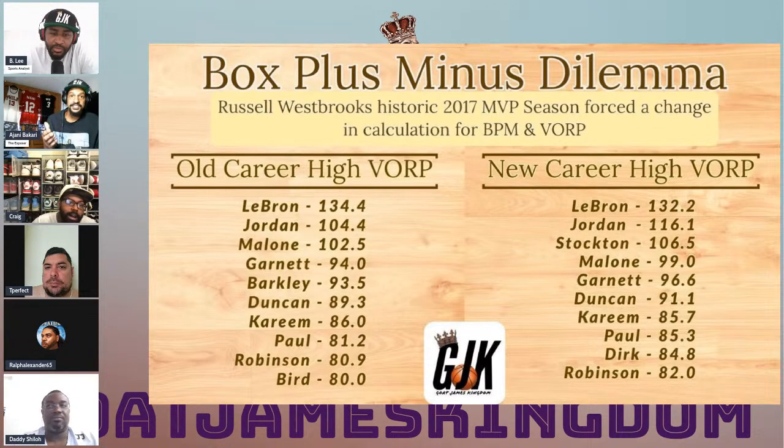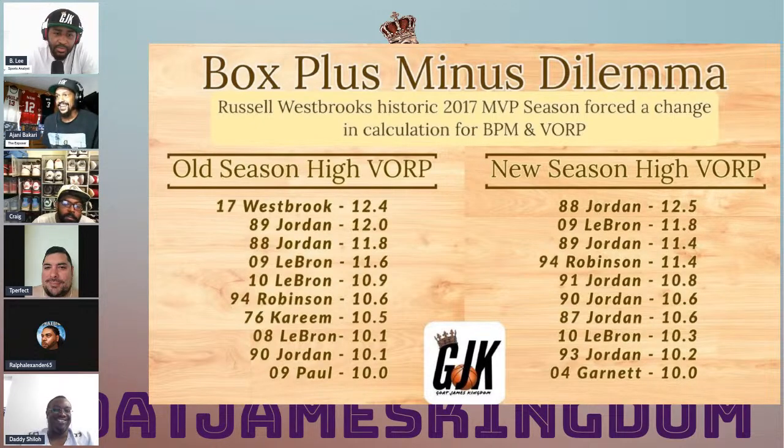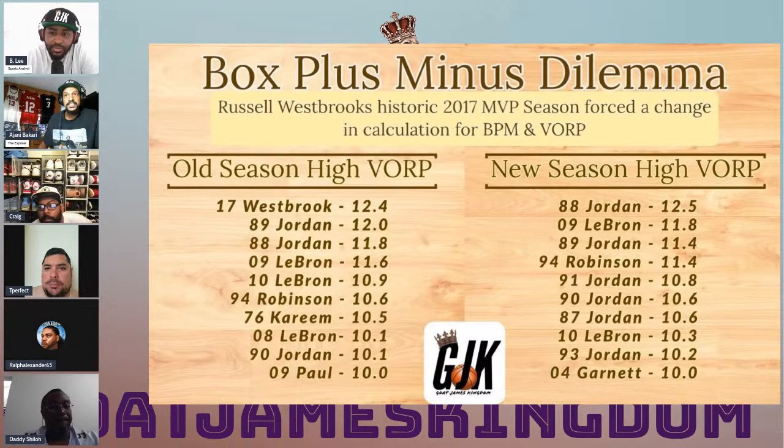But let's go to the seasons, because this is something that we have in the GOAT conversation. Let's go to the seasons, right? If we go to the seasons, the top seasons was Westbrook's 2017 season, before they changed the numbers. Then it was Jordan in 89 and 88. Then it was LeBron in 09 and 10. Then we have David Robinson's 94 season, Kareem's 76 season.